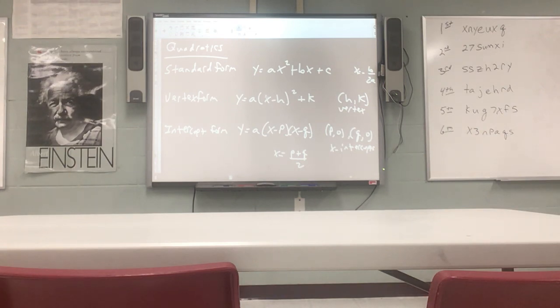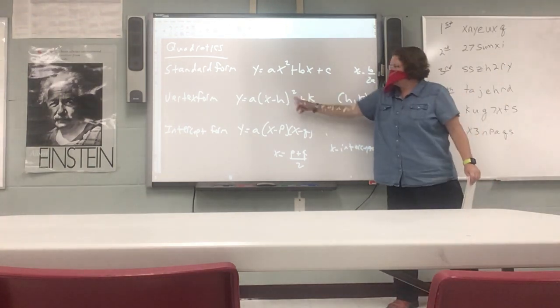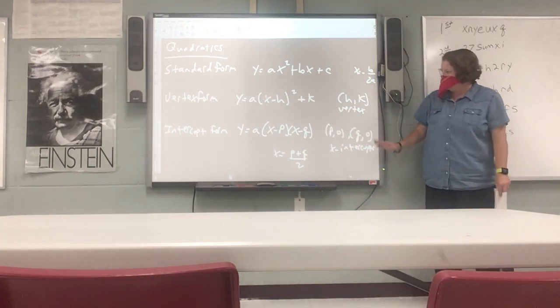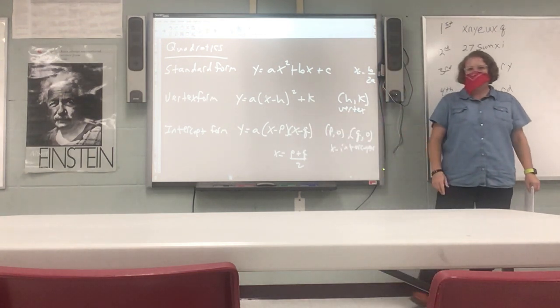So really just have 2 new days of information and then spend the rest of the week practicing on what we learned, the new stuff. On that Vertex form, I know that's hard to read, these are H and K, H and K. And then on the Intercept form, it's P's and Q's, okay?